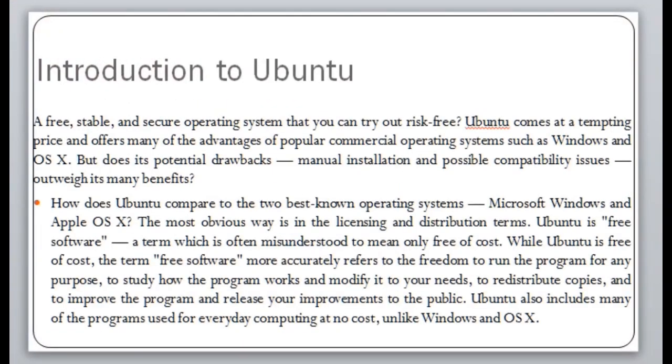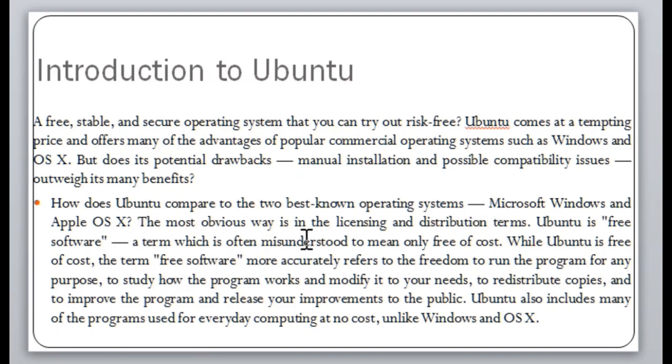So Ubuntu is what we've been primarily using in this class on our VirtualBox. So let's go ahead and talk a little bit more in depth about Ubuntu. Ubuntu is a free, stable, and secure operating system that you can try out risk-free. Ubuntu comes at a tempting price and offers many of the advantages of popular commercial operating systems such as Windows and OS X, which is going to be Mac. But do its potential drawbacks, manual installation, and possible compatibility issues outweigh its benefits? To answer this, let's look at how Ubuntu compares to the two best-known operating systems, which are Microsoft Windows and Apple OS X.